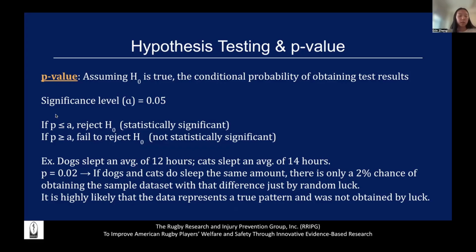So, for example, if you got the data that dogs slept an average of 12 hours while cats slept an average of 14 hours, and you got that the p-value was 0.02, that's less than 0.05. So you would reject the null hypothesis and say that it's highly likely that the data represents a true pattern and it's not by luck that they have a difference in sleeping hours.